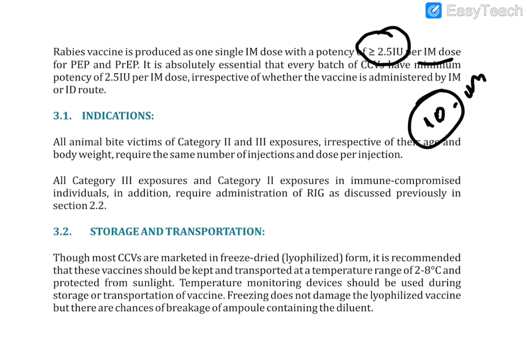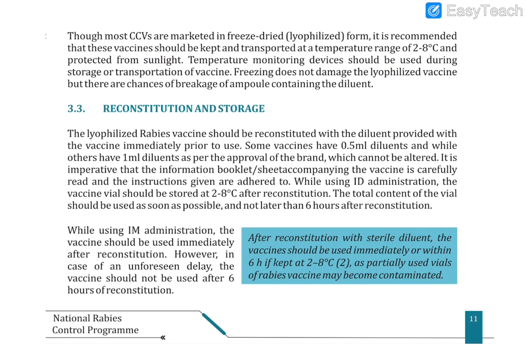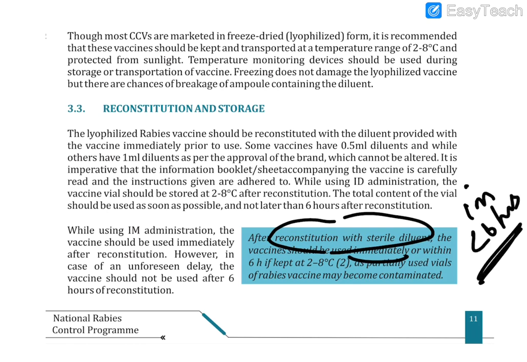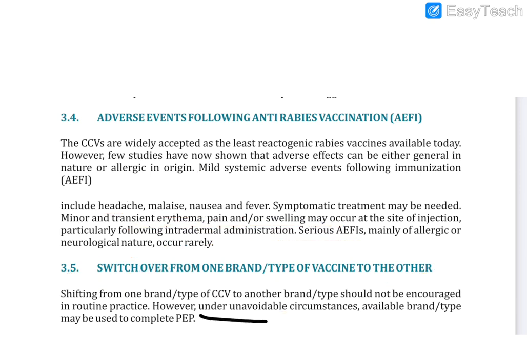ID, if you see, is a lyophilized, freeze-dried form vaccine. The storage temperature is 2 to 8 degrees Celsius, and you have to protect it from sunlight. Freezing will damage the lyophilized vaccine. You have to reconstitute the vaccine with the sterile diluent and use it immediately, or within 6 hours after reconstitution. After 6 hours it can get contaminated, so you have to discard the vial. The mild reactions are headache, malaise, nausea, all these things. Never switch from one brand to another; under unavoidable circumstances, you can take the available brand and switch.